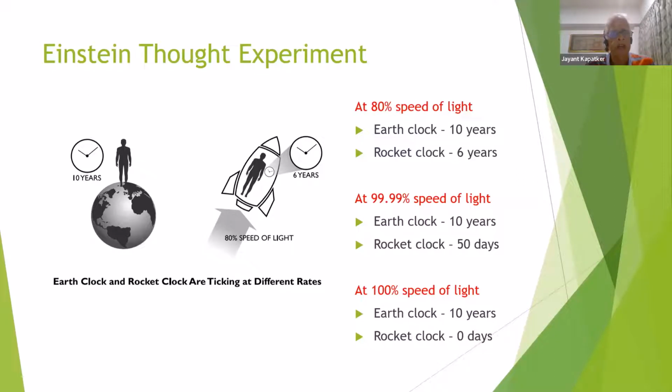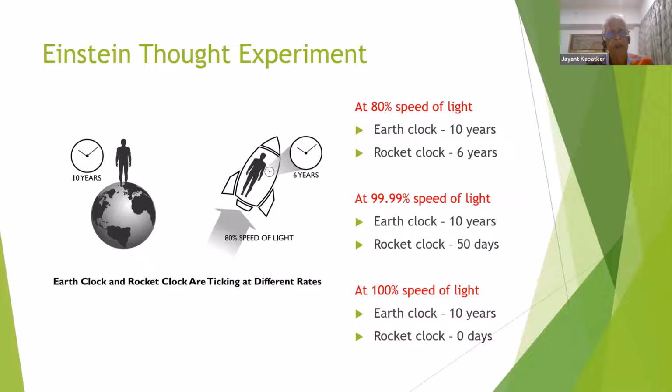The guy in the rocket went at 80% the speed of light. He traveled around and came back, and he found his clock showed he had traveled for 6 years. But his twin brother on Earth saw his clock, and found it had traveled 10 years. So you can see, because of the motion, his time slowed down. Next time his brother goes on a much faster rocket, at 99.99% the speed of light. He travels and comes back, and the Earth clock shows 10 years. But the rocket clock says only 50 days. His time has become so slow that he has only traveled for 50 days.